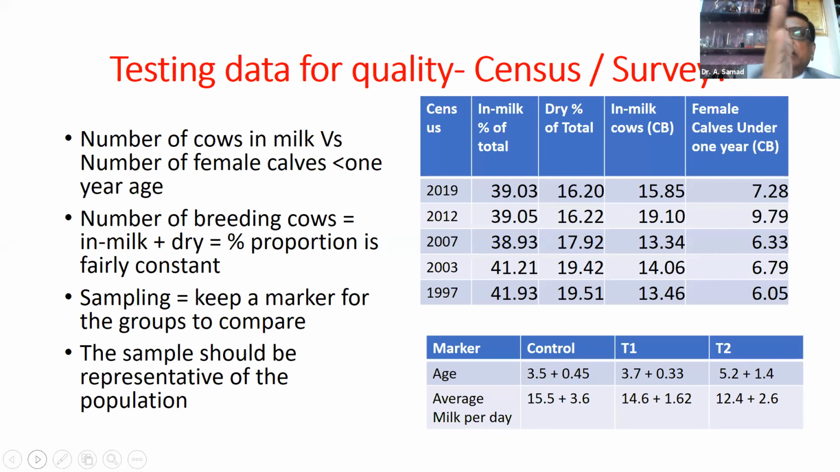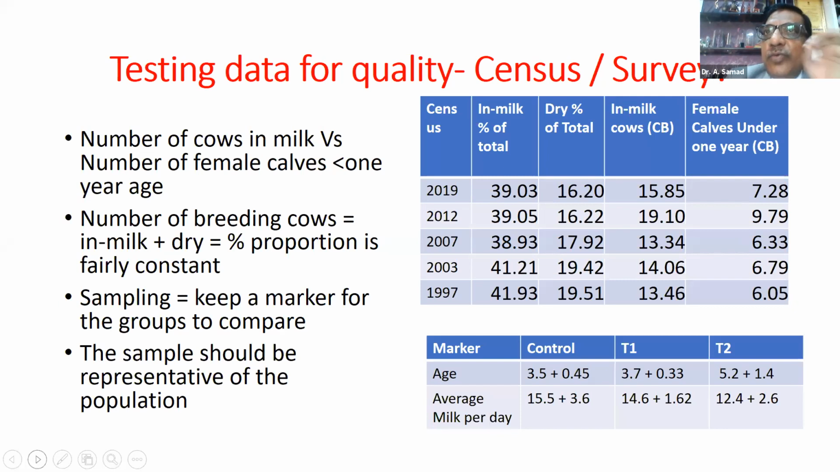So I looked only at the female calves, and then I proved that the data I'm looking at, the census data, appears to be credible, because of these quality tests which I have done. Another example I'm giving you here is, for testing the quality of the data, you can also have some marker. And I introduce certain markers.